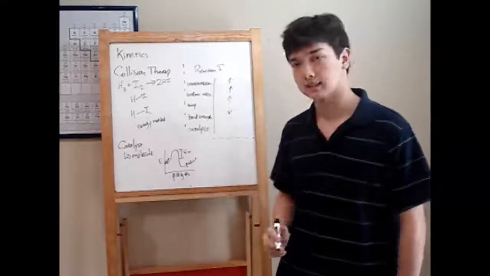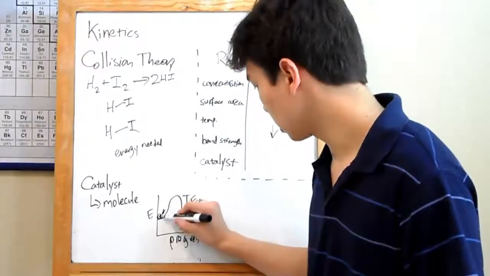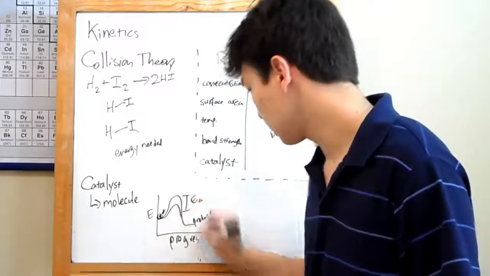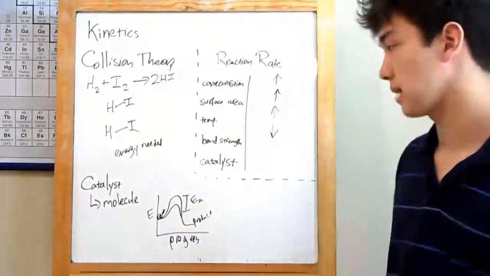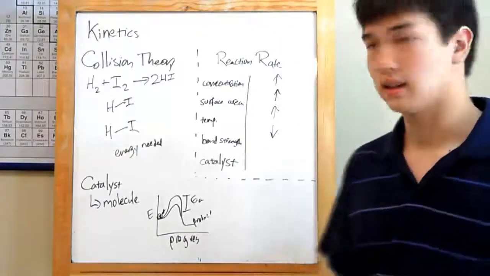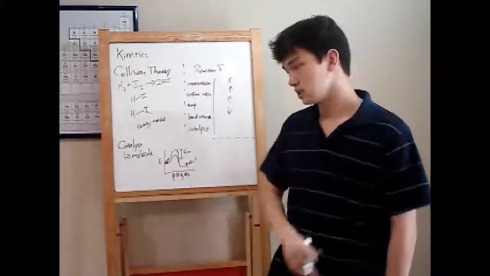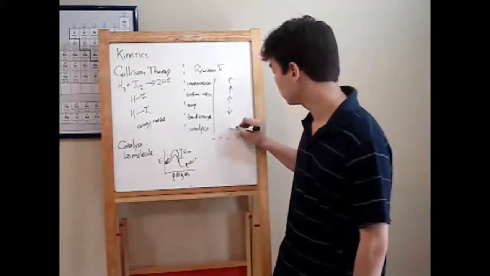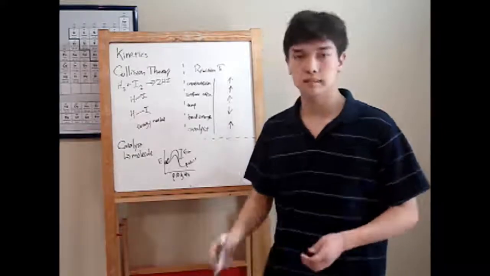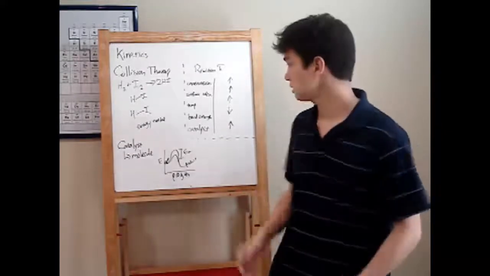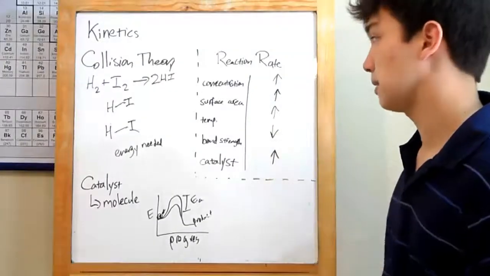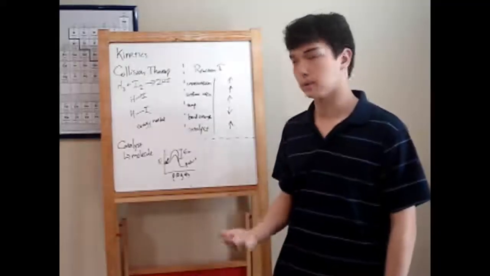What a catalyst does is lower the amount of activation energy. That means you need to put in less energy to get the reaction started, meaning less energy to break those bonds. So if you put in a catalyst, your reaction rate will increase. And it's as simple as that. When you're asked questions, it'll tend to be just on this table and collision theory. Just know how it works.